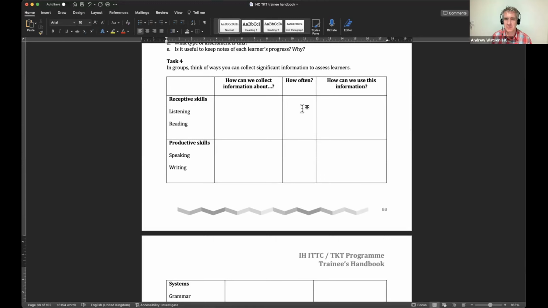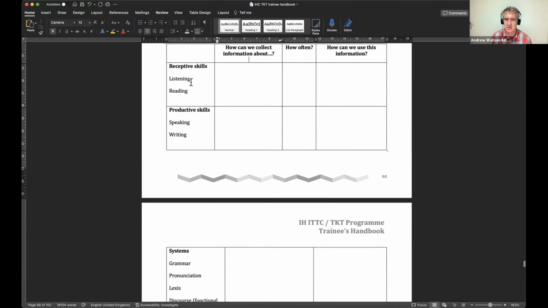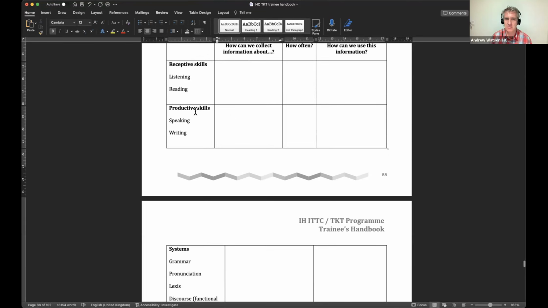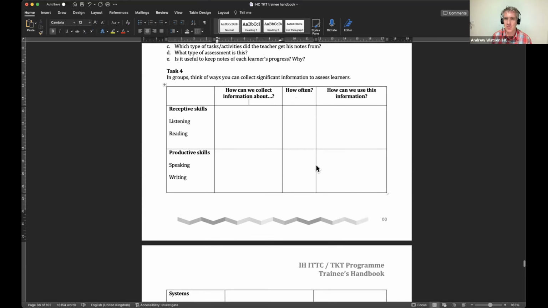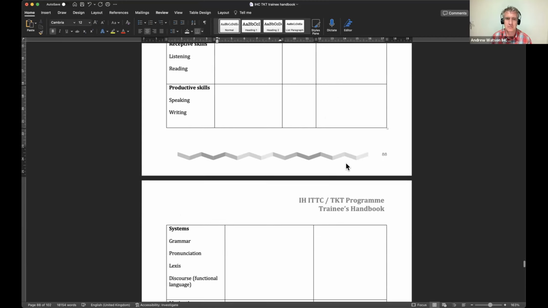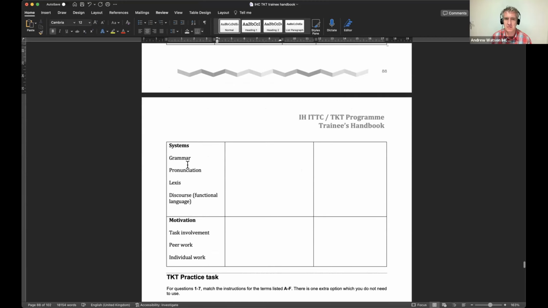All right, so Paola and Christiane, I want you to give ideas to Anna Maria about how we can collect information about these things. Listening, reading skills, reading, speaking and writing. Think about how often, how can we use this, what can we use this information for? Same with systems, grammar, pronunciation, and lexis, as well as functional language.